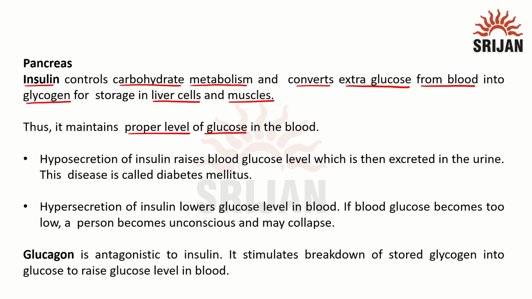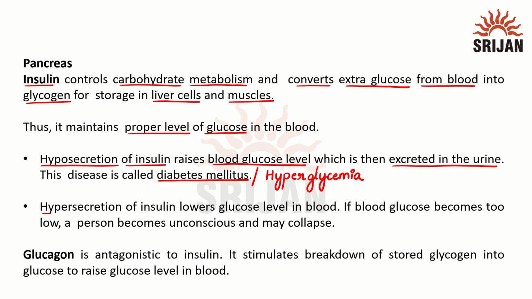Now if insulin is not maintained at proper levels, that can lead to an imbalance in the level of glucose. If hyposecretion of insulin occurs, that is less secretion, the blood glucose level will rise, that is, it will lead to a sugar increase in the bloodstream. This will affect the urine output because more glucose will be excreted in the urine, and the disorder is termed diabetes mellitus, commonly known as sugar disease, or we can also call it hyperglycemia. Hyper means more, glycemia means glucose presence.